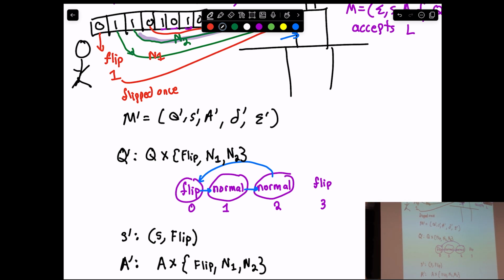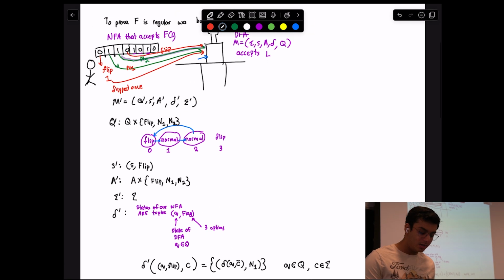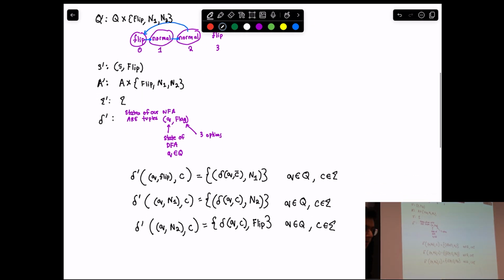Does anyone have any other questions about this? So let's say this. Did I need to build an NFA for this problem?